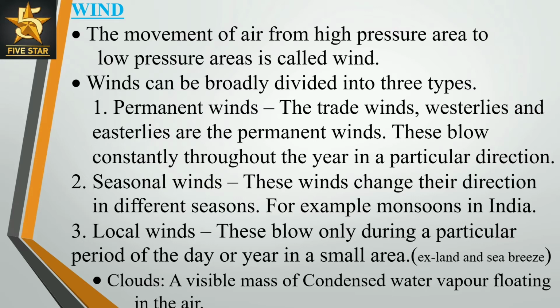2. Seasonal winds. These winds change their direction in different seasons. For example, monsoon in India. 3. Local winds. These blow only during a particular period of the day or year in a small area. Example, land and sea breeze. Clouds. A visible mass of condensed water vapor floating in the air.